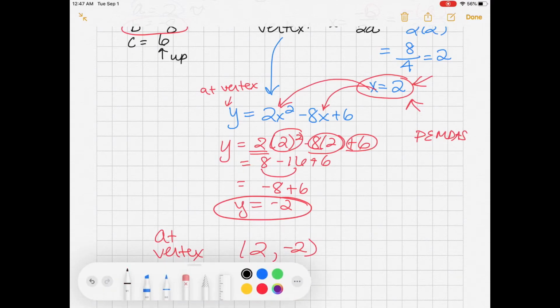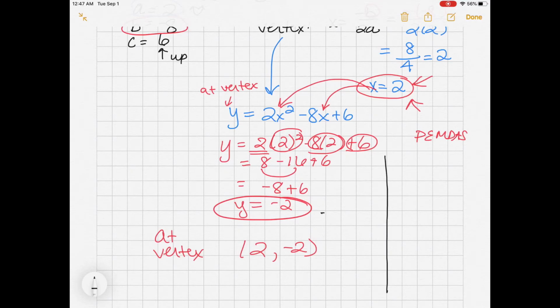So let's go ahead and graph that really quick. What's really great about finding the vertex first is that here's 2, here's negative 2.